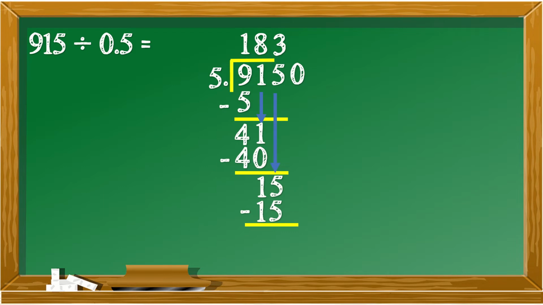And then bring down the last digit, which is also 0. 0 divided by 5 is 0. 0 times 5 is 0. And then 0 minus 0 is 0. Therefore, the answer is 1,830.